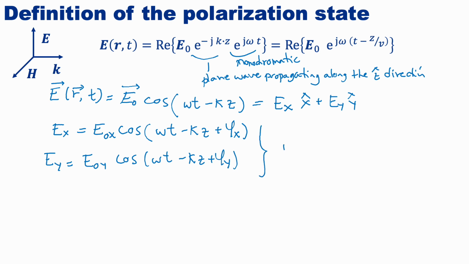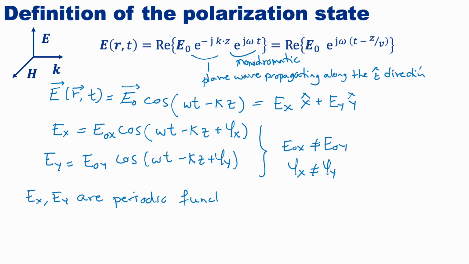So in general, a sub 0 x is going to be different from a sub 0 y, and also the phase between both components is different, but both components are going to be periodic functions with respect to the time and the distance.